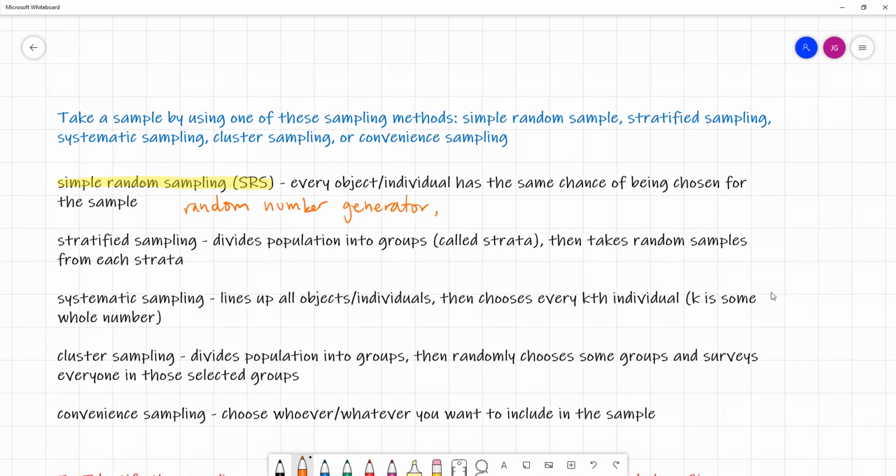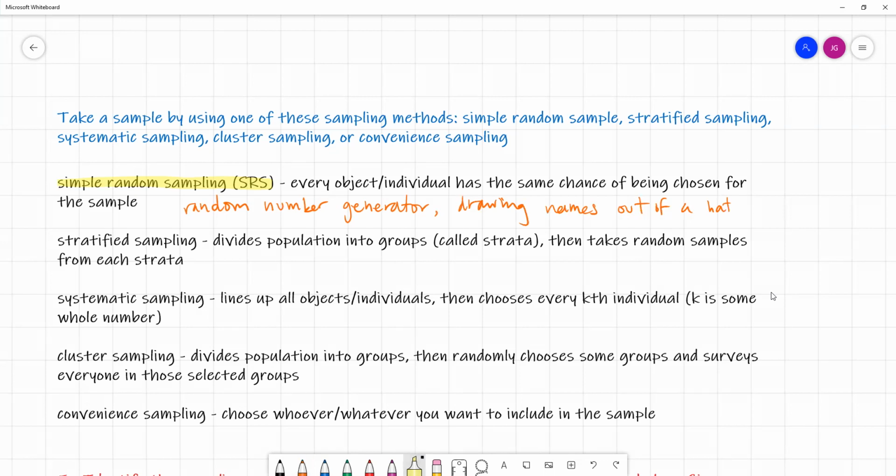A smaller way of thinking about it is drawing names out of a hat, right? You put a bunch of names in a hat or a bucket or whatever kind of container, shuffle through all the papers, and then pull one out. That's another way to think of simple random sampling. Every single person or every single object has the same chance of being chosen, okay?